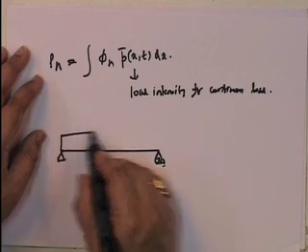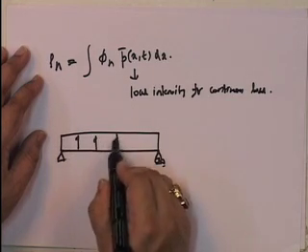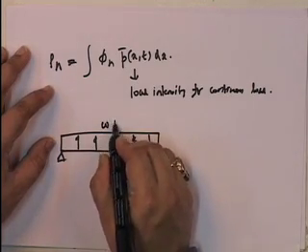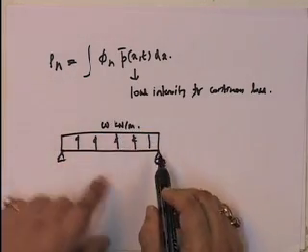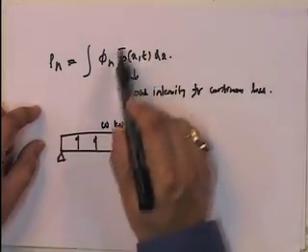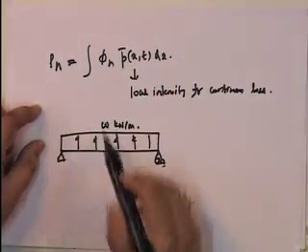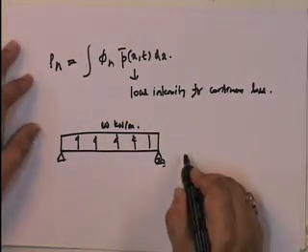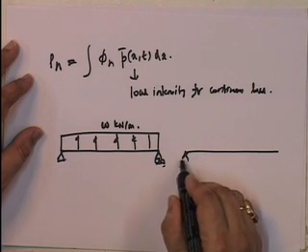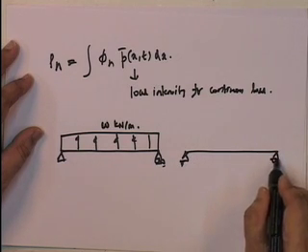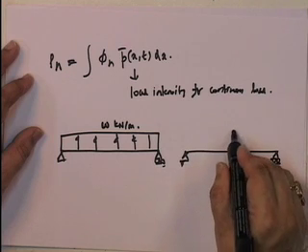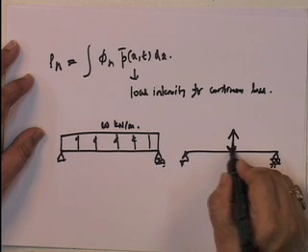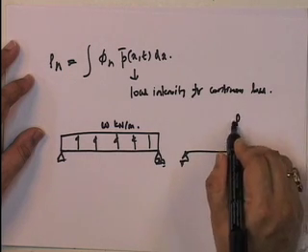Now, suppose you have a situation where, let us say, it was a UDL, then this would become a constant, and this p bar would be omega W. Okay? And that is no problem, you can do that. Now, suppose on the other hand, you have a load like this, a concentrated load of P.